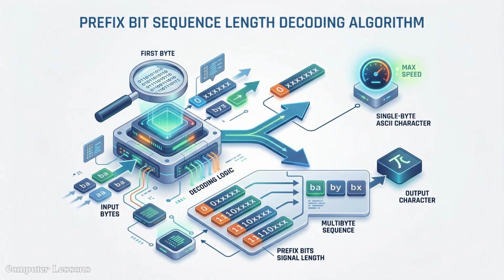The algorithm uses prefix bits in the first byte to signal the total length of the sequence. If a byte starts with 0, it represents a single byte ASCII character for maximum speed. Multi-byte sequences start with a specific bit pattern that tells the decoder how many bytes follow.